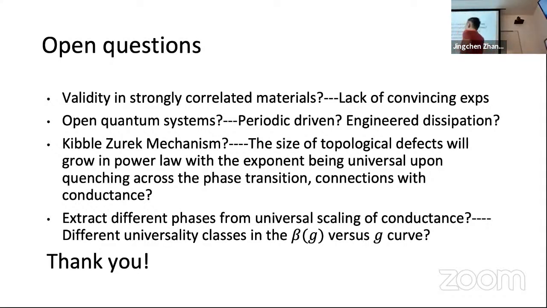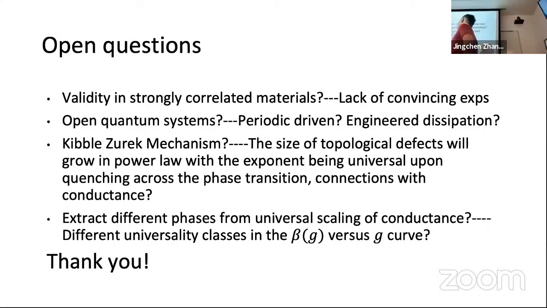So one may ask a question: what about the conductance? Can we apply some of the methods in Kibble-Zurek to compute the conductance very easily? And this is actually related to the last question: can we extract different phases from the universality class? I should put some quotes here, because I don't know much about the actual universality class, because it's still very debatable in recent papers.